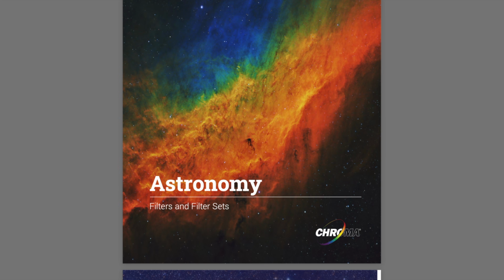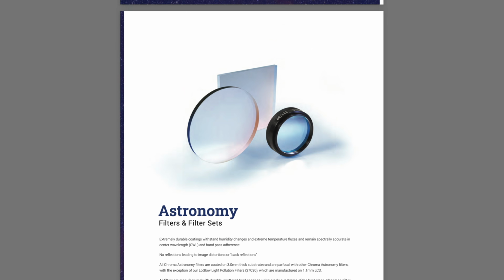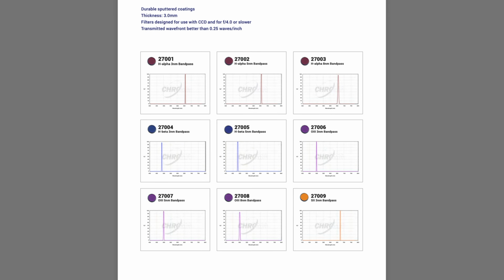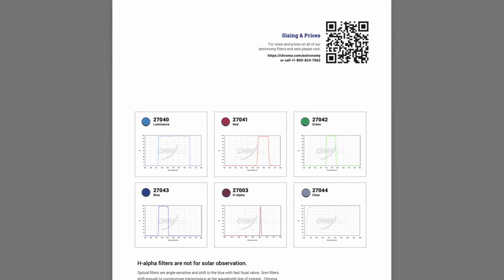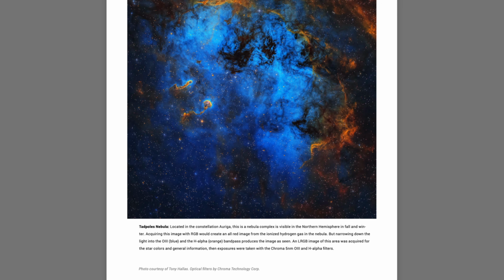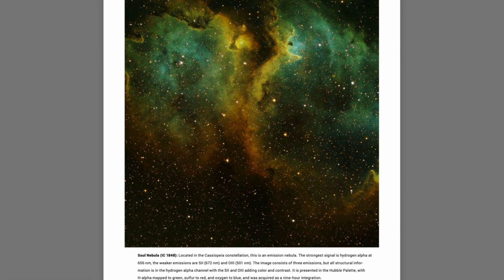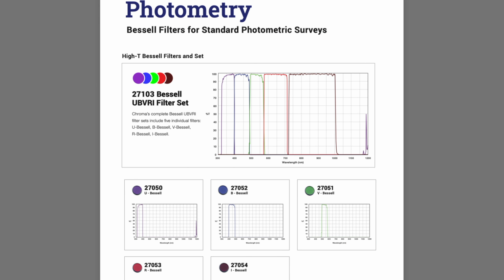Their coatings are engineered with microscopic precision and superb out-of-band blocking that remains stable across temperature changes and fast optical systems. With Chroma, what you see on the spec sheet is exactly what you get on sky. Ultra-premium filters are expensive, but they're expensive for one reason: they're perfect. They're the filters you buy once and trust for a lifetime.